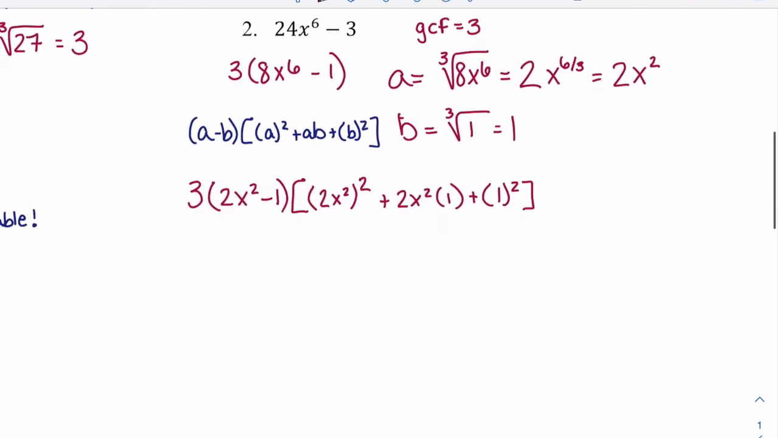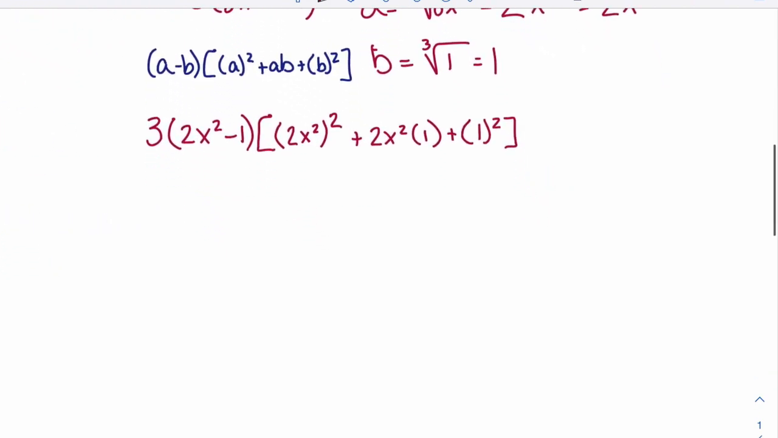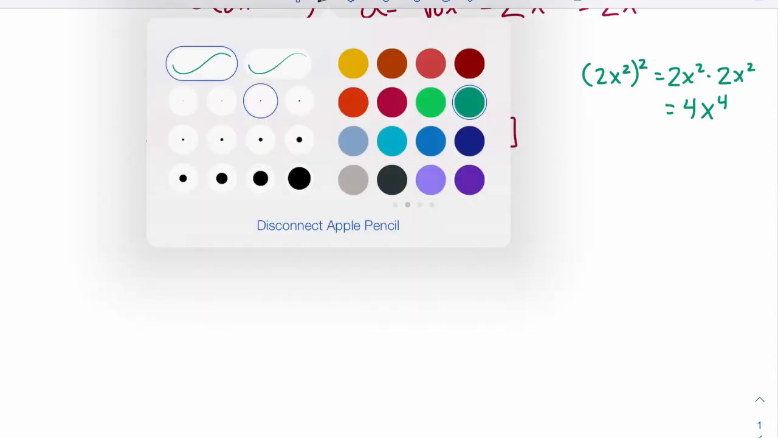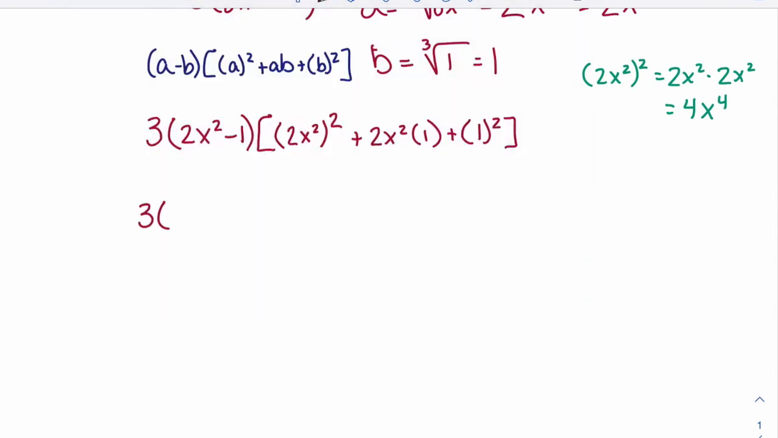And to simplify this is where things get maybe a little tricky, so I'm going to do this out on the side. 2x squared squared means 2x squared times 2x squared. That's 4x to the 4th. So now I have my GCF times my first factor times this simplified term of 4x to the 4th plus 2x squared plus 1.